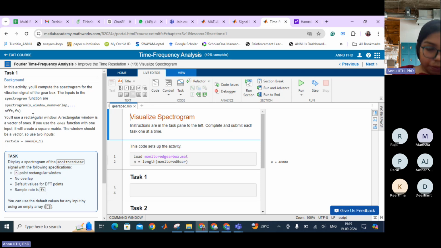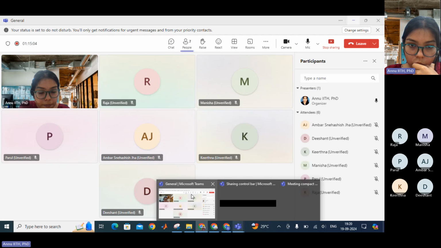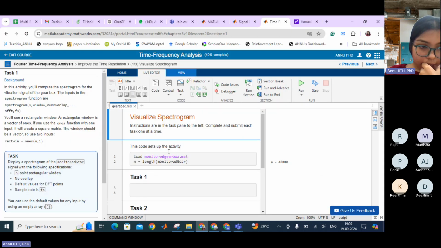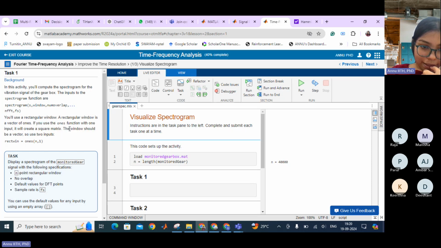So in this activity, you will compute the spectrogram for the vibration signal of the gearbox. The inputs to the spectrogram function are spectrogram, signal, window, number of overlap, and you will use a rectangular window. The rectangular window function is a vector of ones. The window will be a vector, so you will have two inputs.